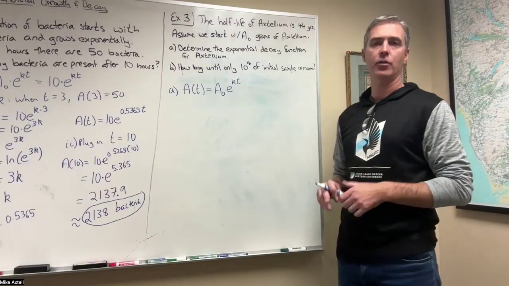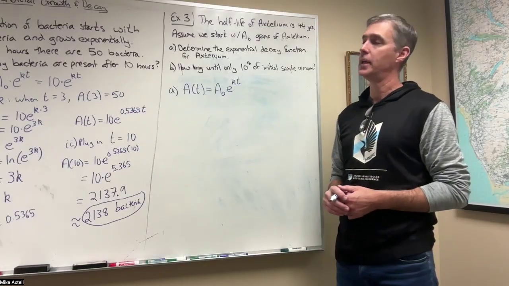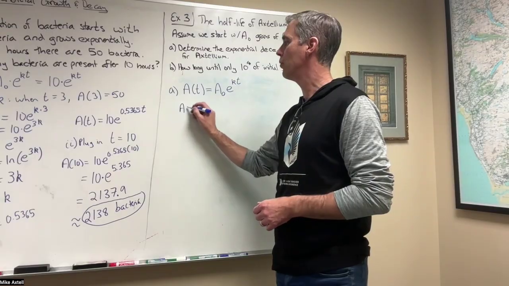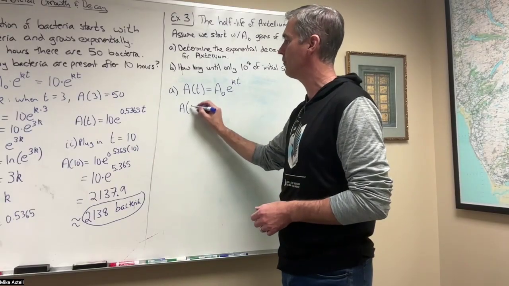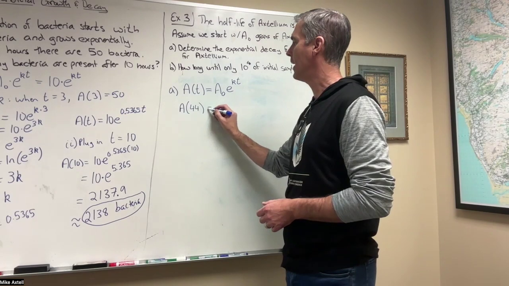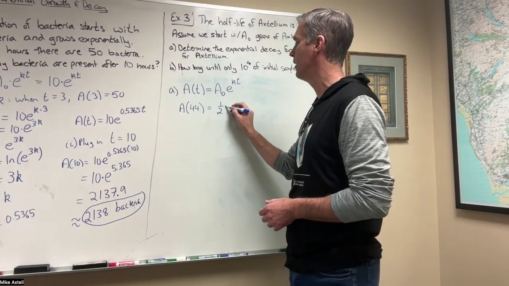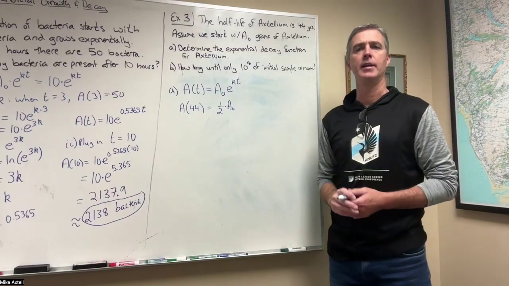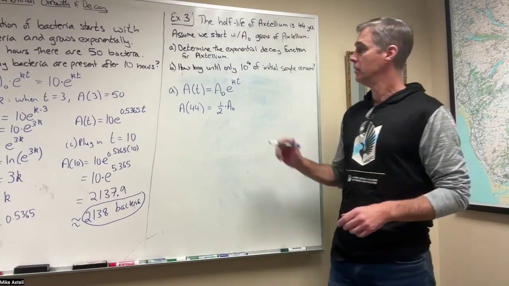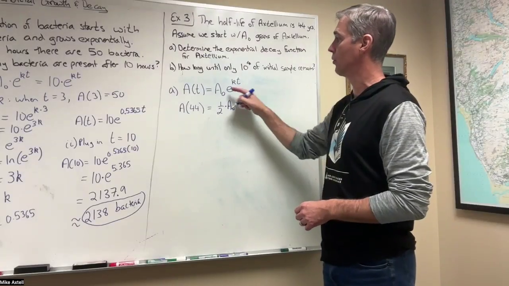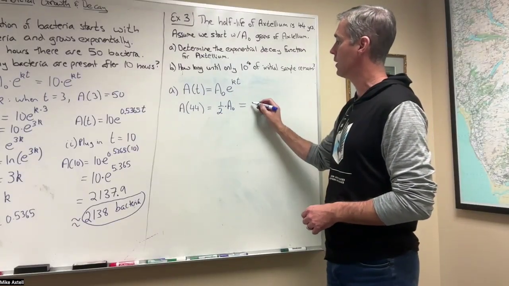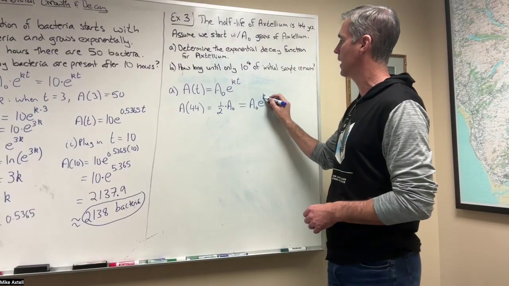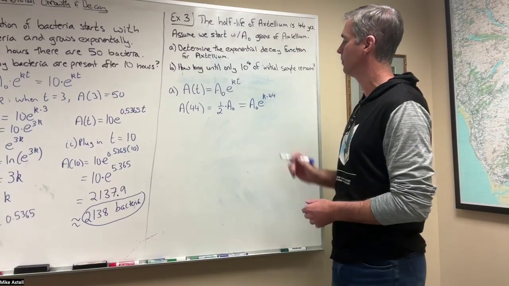I do need to get the value of k again, though. And I have a data point. I have this half-life. So after 44 years, I know I should have 1/2 of what I started with. That's how much I should have left sitting on my desk. And according to the exponential growth or decay function, after 44 years, if I plug in t equals 44, I should have A sub 0 e to the k times 44.